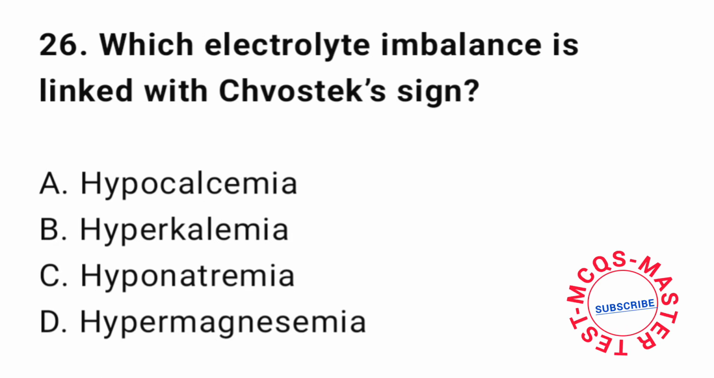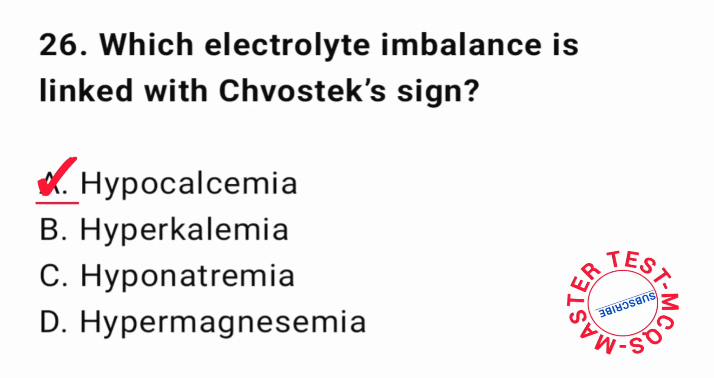Question number 26. Which electrolyte imbalance is linked with Chvostek sign? The right answer is A. Hypocalcemia.